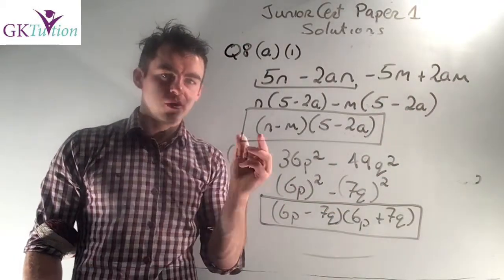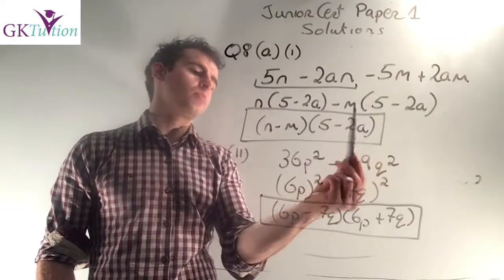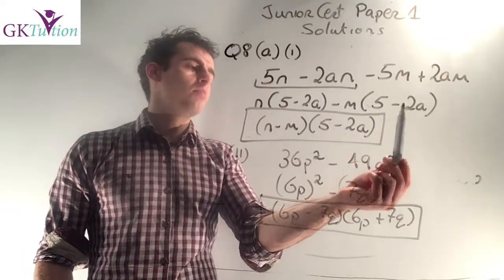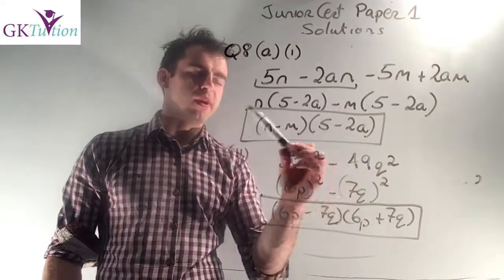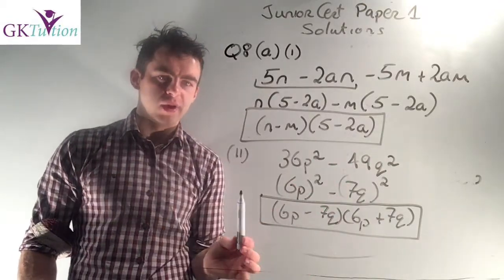If you're not 100% sure on your signs, you just multiply it out and make sure it's the same. So minus m by 5 gives me minus 5m. Minus m by minus 2a gives me plus 2am. So that means I haven't cheated with my signs, it makes sense. Because I have the same thing in both brackets, I know that I'm on the right track.